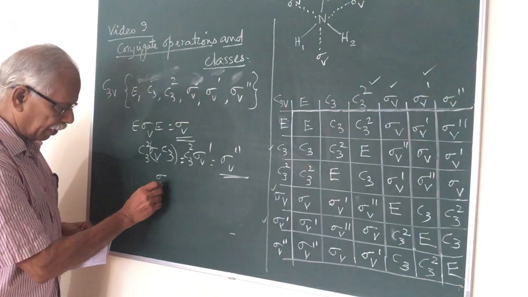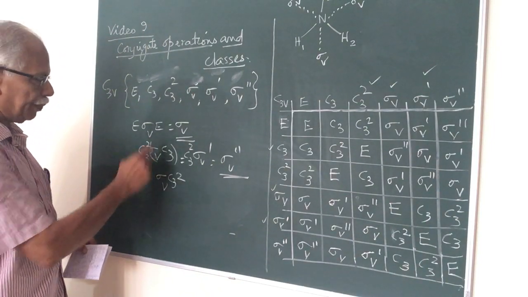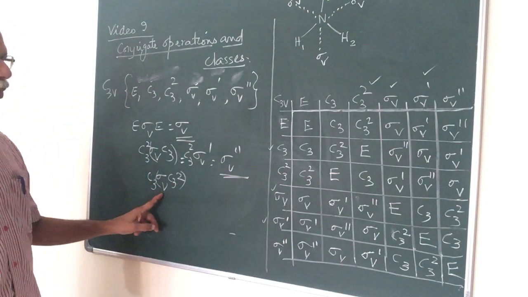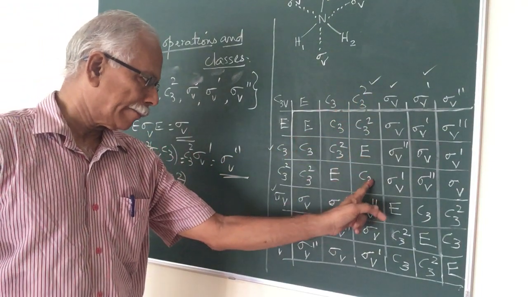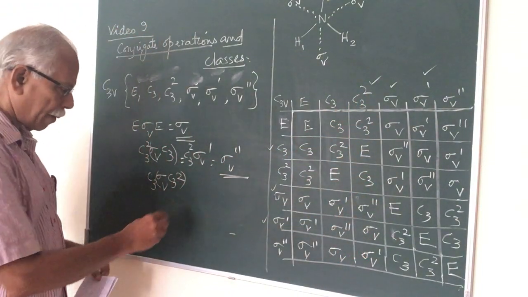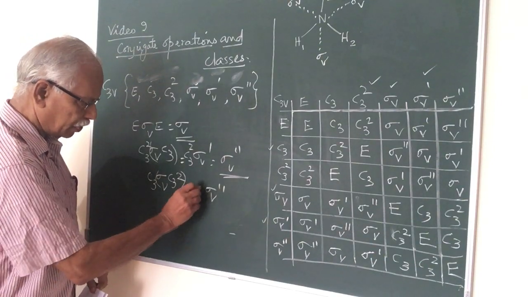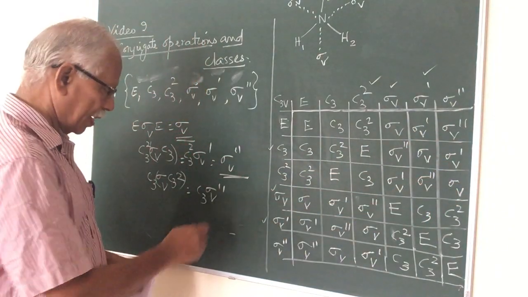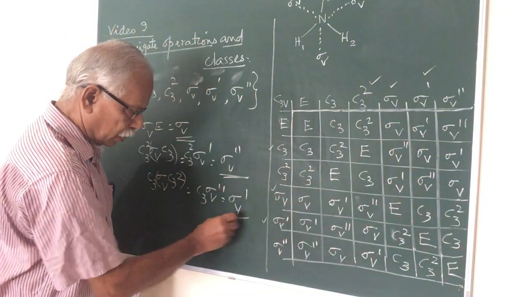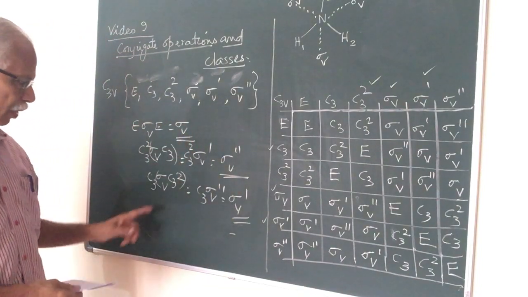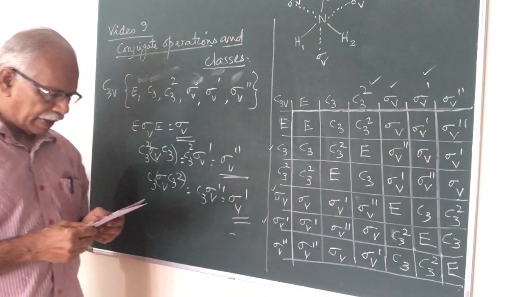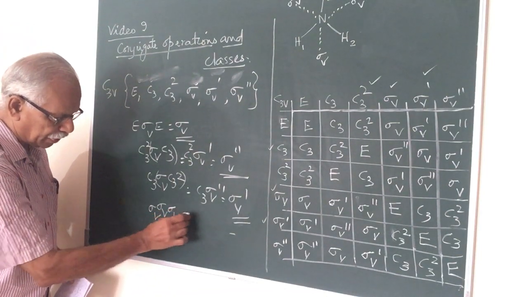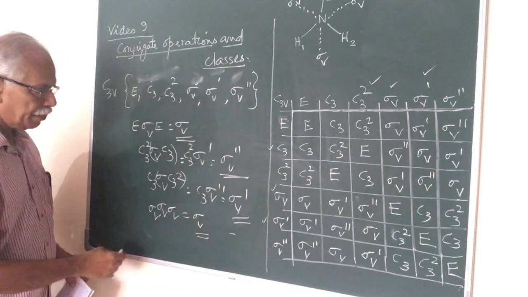Then sigma v, C3 squared, and its inverse is C3. Find out the product. C3 squared sigma v is sigma v2 dash; sigma v2 dash C3 is sigma v dash. So sigma v dash is another conjugate of sigma v. Then sigma v and its inverse sigma v will definitely be sigma v. It is a trivial result.